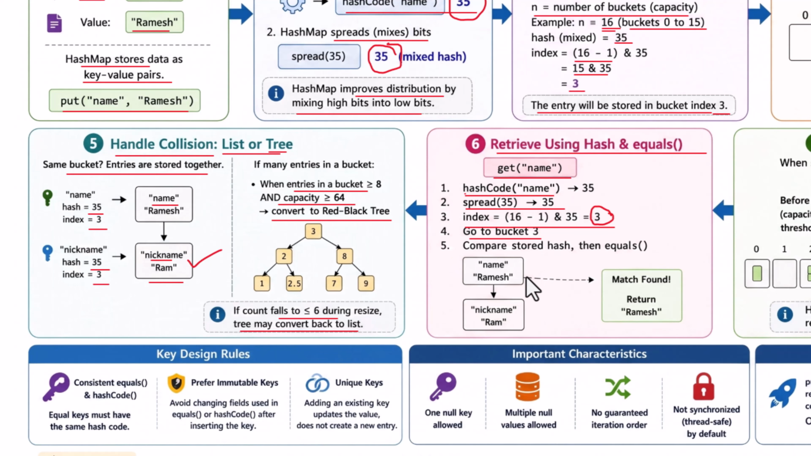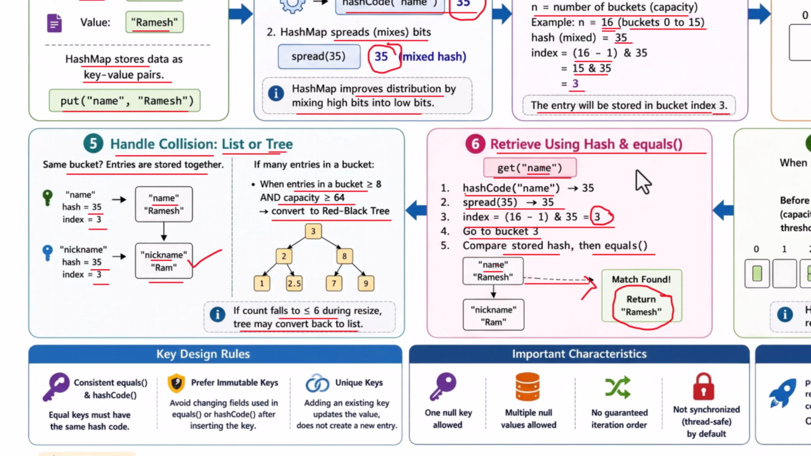Inside the bucket, HashMap first compares the stored hash value. If the hash matches, it then compares the keys. It checks whether they are the same object or equal according to the equals method. When the key name matches the stored key name, HashMap returns Ramesh. This explains why both hash code and equals are important for HashMap keys.